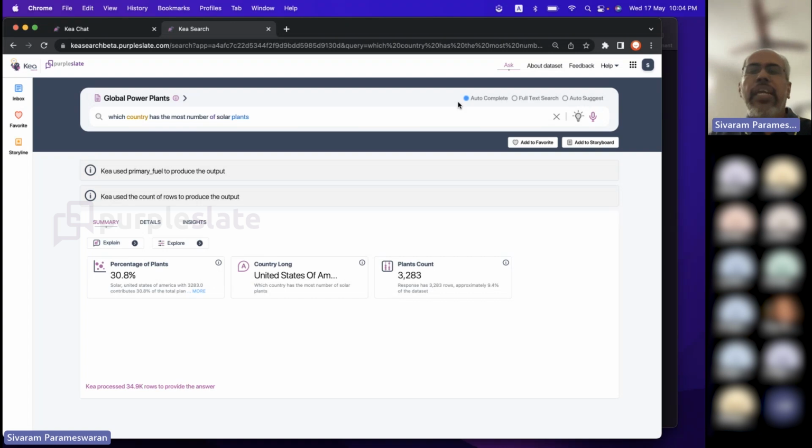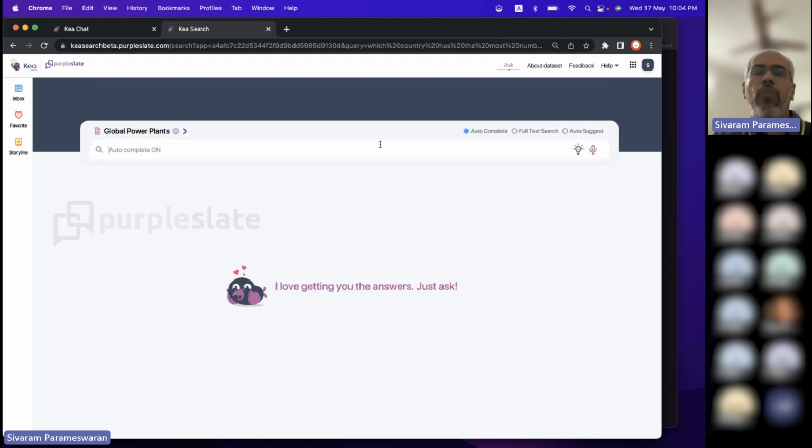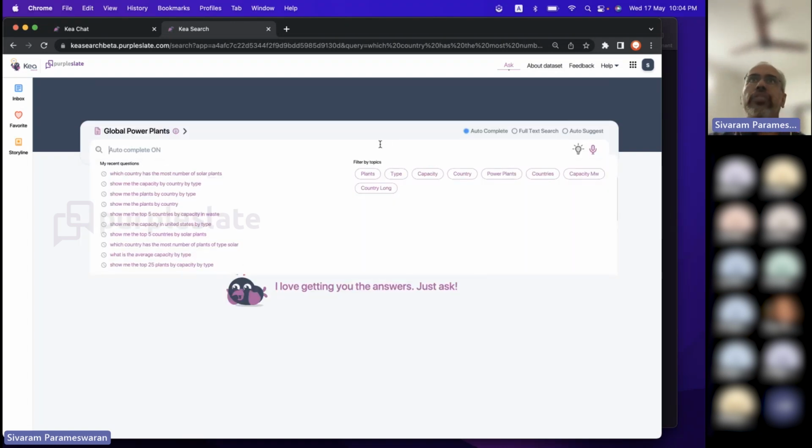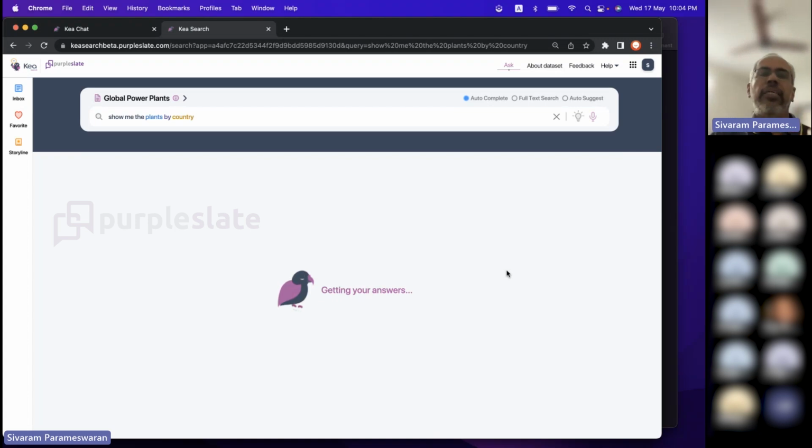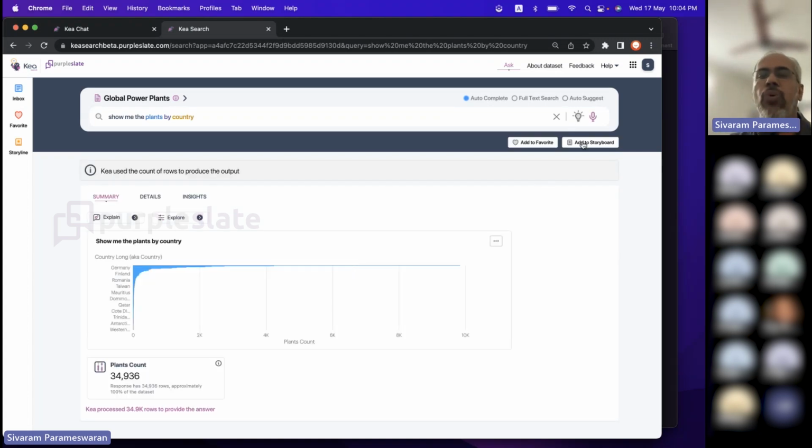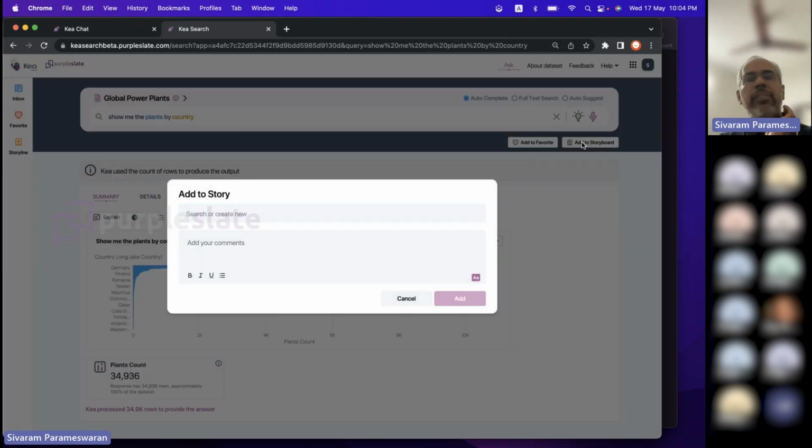Going back to the concept around stories, I can start with questions like this. Show me the plants by country. So here is a metric. I like this, so I would like to call it something, or I can just give it a name and add a comment.